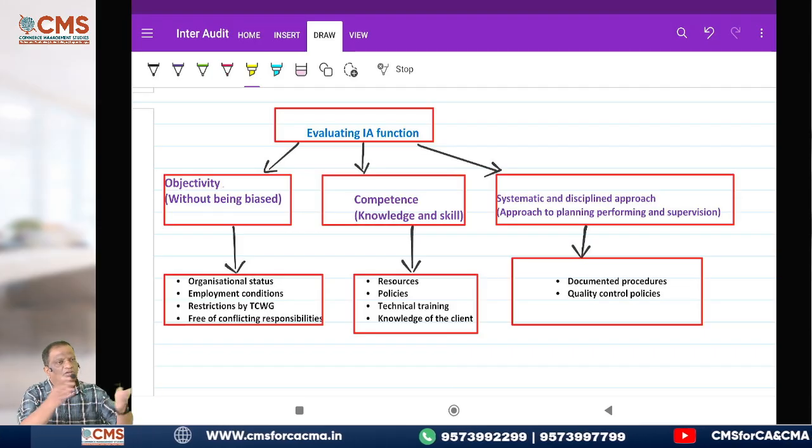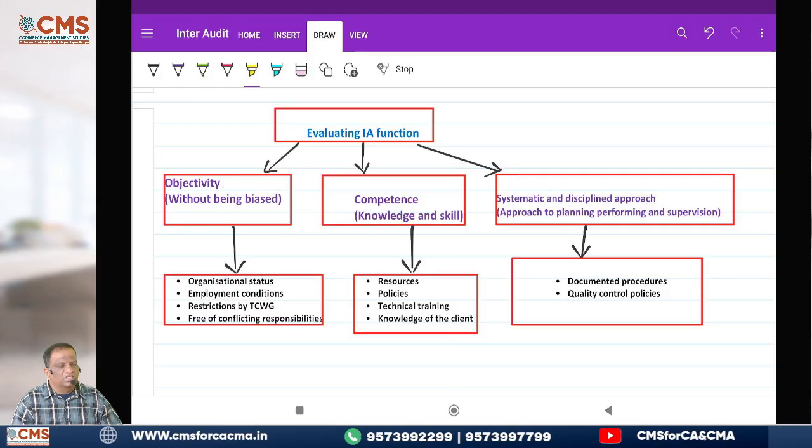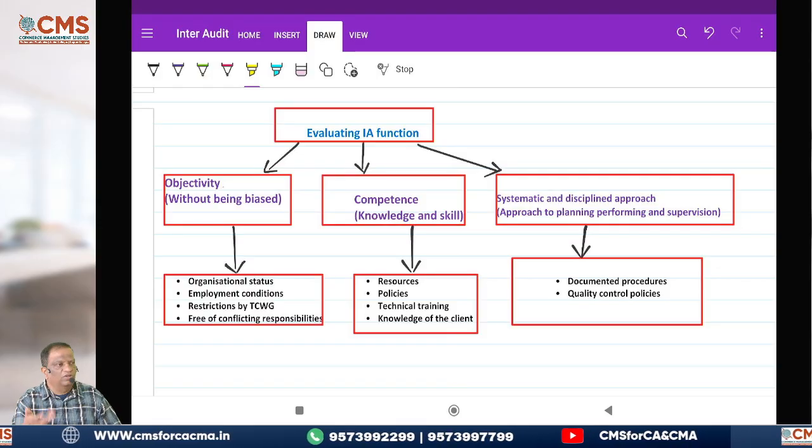So imagine you are the internal audit team. Then I'm not asking you to decide what to do. I will tell you, just come. I will tell you what you have to do.